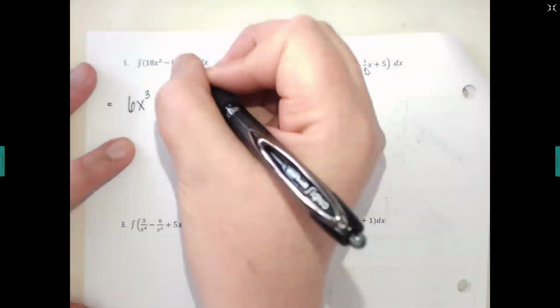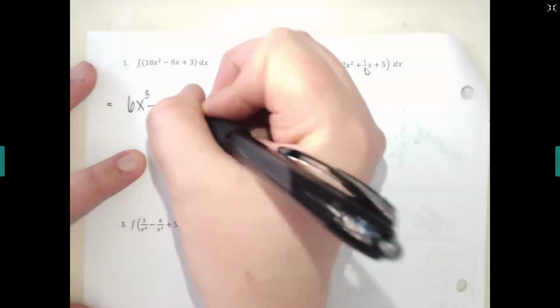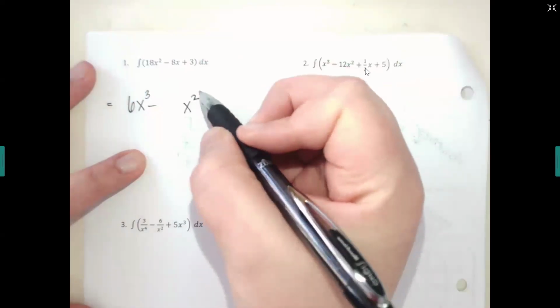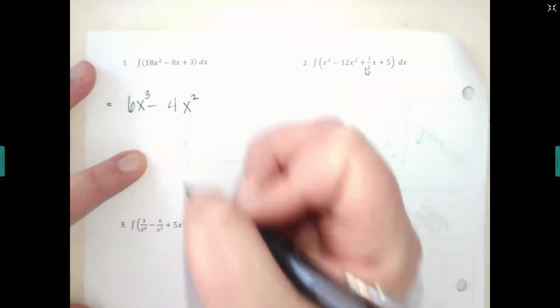Next one is an 8x. My x is going to go to a what? Squared. And then I'm going to divide the 2 into the 8. What's that number now? 4. Very good.